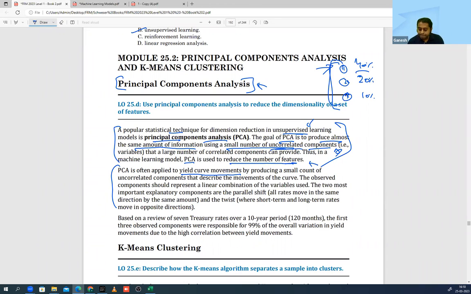Did you understand? Again, those factors have to be uncorrelated. The observed component should represent a linear combination of variables, which means in a series, they should be able to explain. Linear combination over here means the first variable that you're picking up should be the very important variable.